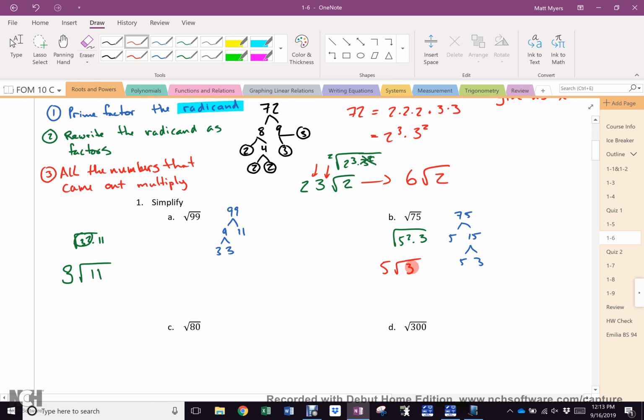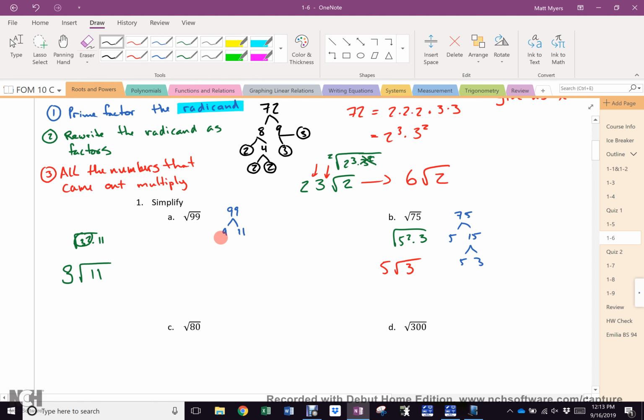Easy, right? Now, as the numbers get bigger, what happens to your factor tree? It gets bigger and bigger and bigger, right? Is there a way to make this shorter? Yeah, there is. Watch.